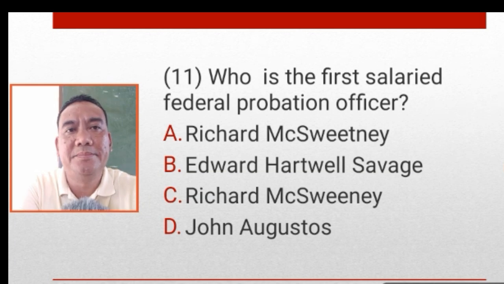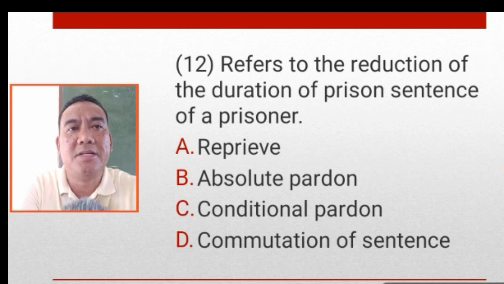Number 12 refers to the reduction of the duration of prison sentence of a prisoner. A. Reprieve. B. Absolute pardon. C. Conditional pardon. Or letter D. Commutation of sentence.